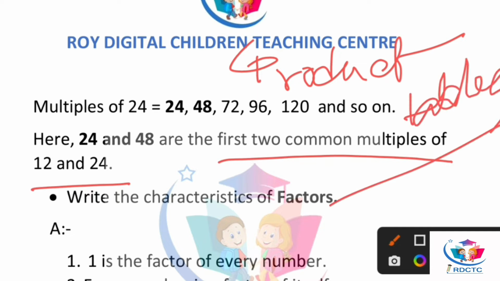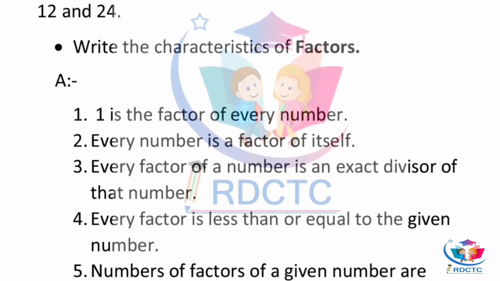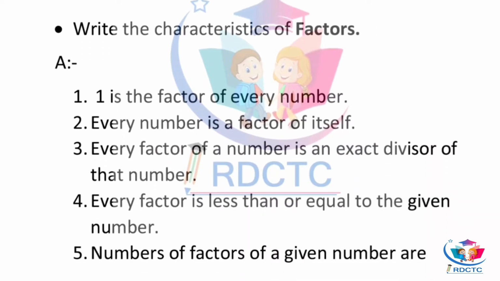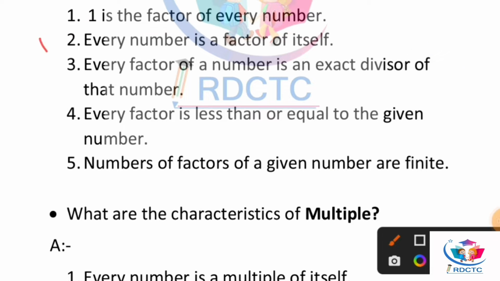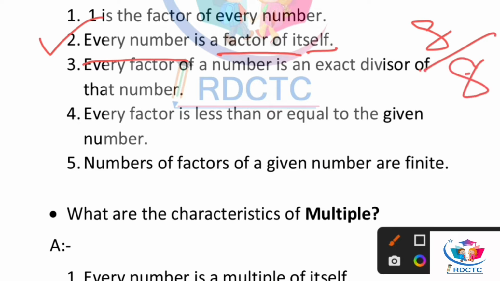Okay. Now we are going to see the characteristics of a factor. Number 1: 1 is a factor of every number. Yes, 1 is the only number by which every number is divisible. Number 2: every number is a factor of itself. If I take 8, then I will divide this number by 8. That is why every number is a factor of itself.